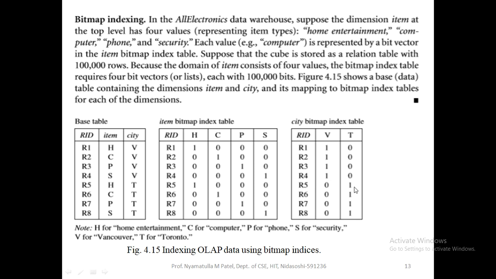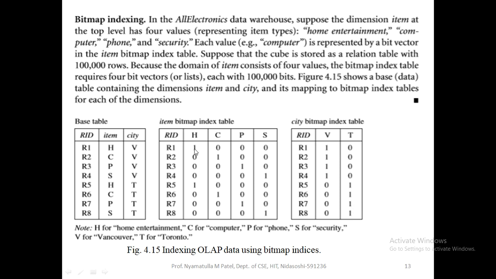So, whenever you want to access the data related to the city Vancouver, you need to go to the record IDs R1 to R4. If it is 1, it means that a particular item has been sold, and if it is 0, then that particular item is not sold. If you want to search for the sales of electronics in the city Toronto, then you search for record numbers R5 to R8, which will give you the records related to the sales of home entertainment, computers, phones or security. So, this is bitmap indexing.